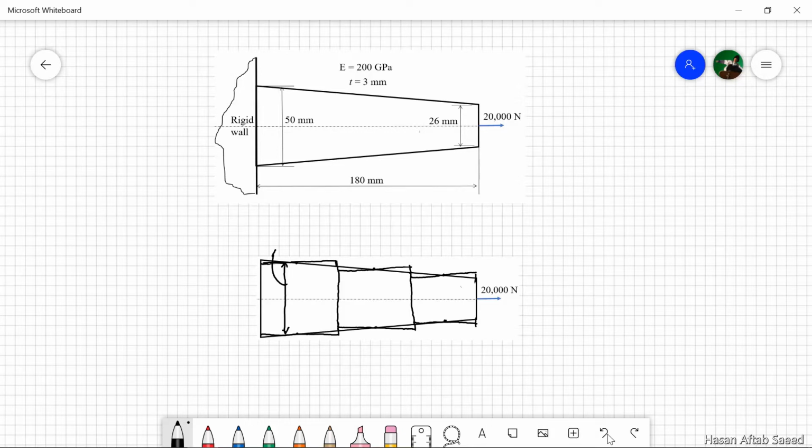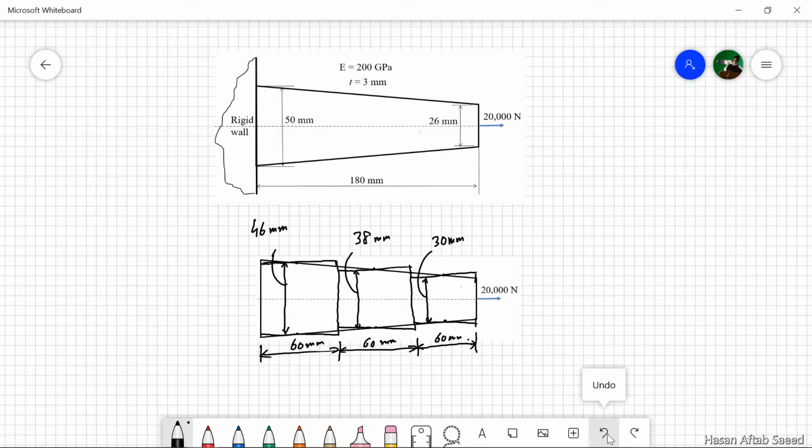Width of each section is 46 millimeter. Very easy to see that is the case. This is 38 millimeter, and this one is 30 millimeters. The length, because these are of equal lengths, these are all 60 millimeter. The force of 20,000 is there at the end, and let's number these elements and nodes.